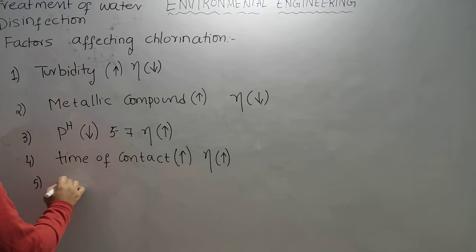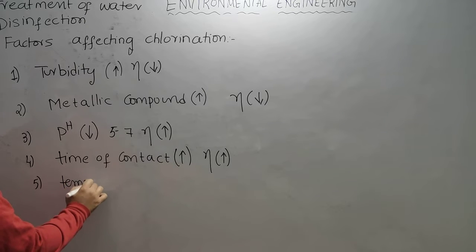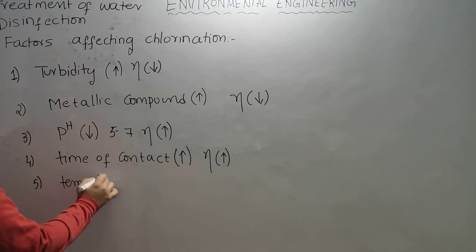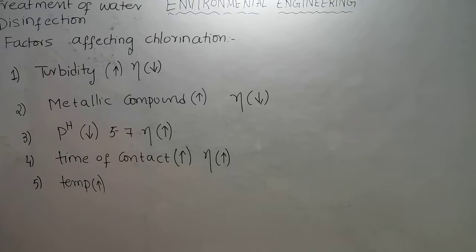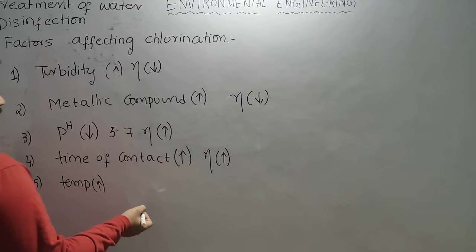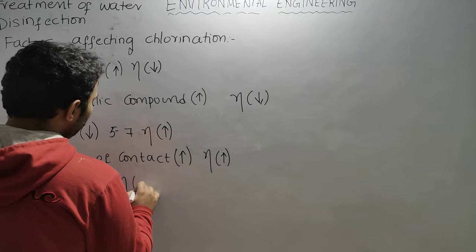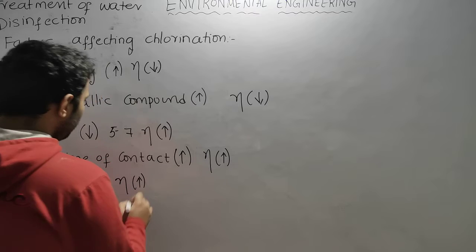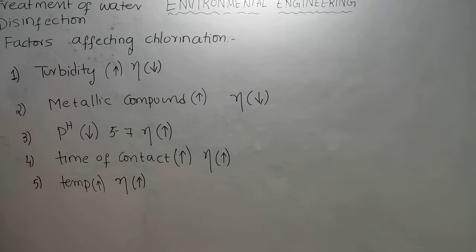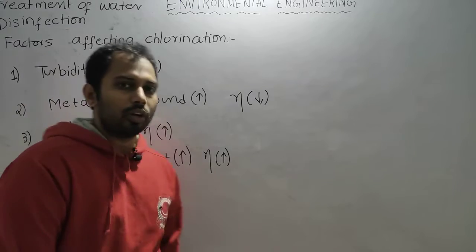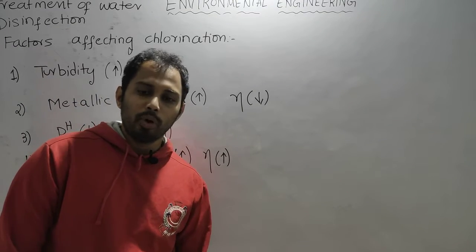And next is temperature. When the temperature is higher, some amount of microorganisms will die due to the temperature as well. So the temperature helps the chlorine in doing disinfection. That is why chlorine efficiency increases, because temperature also helps to kill the microorganisms. So these are the different factors that affect chlorination. So this is all about chlorination.